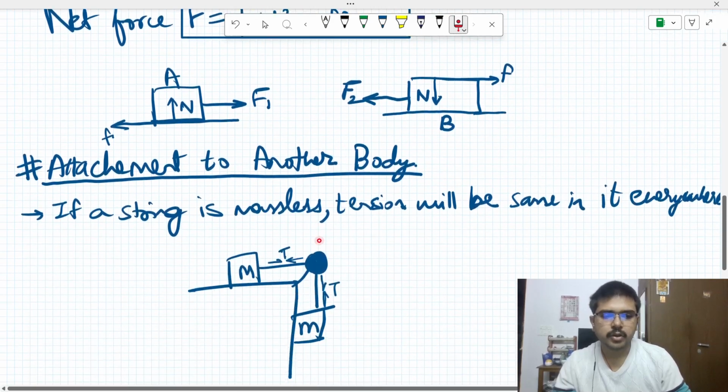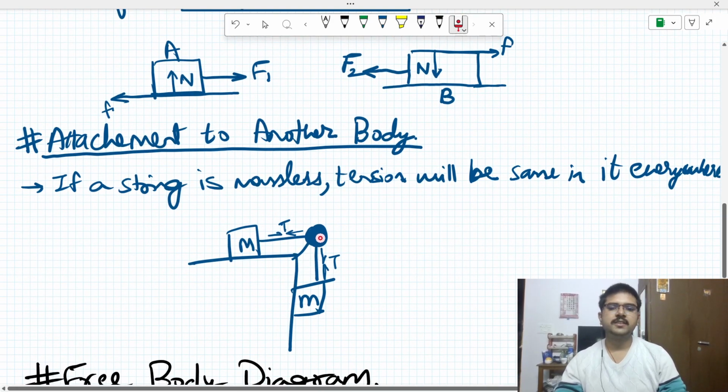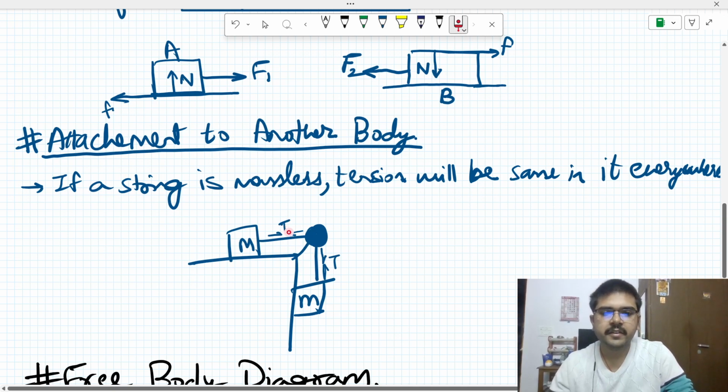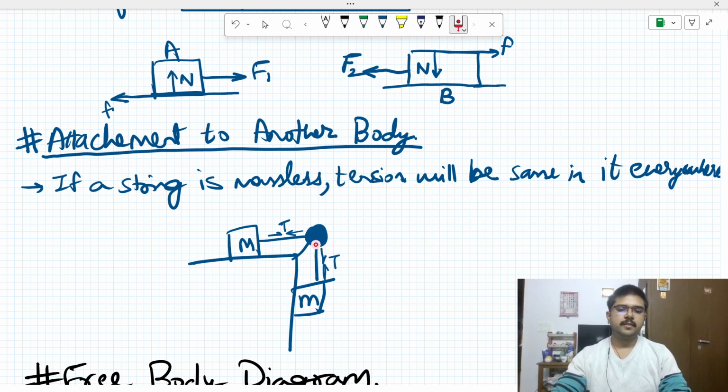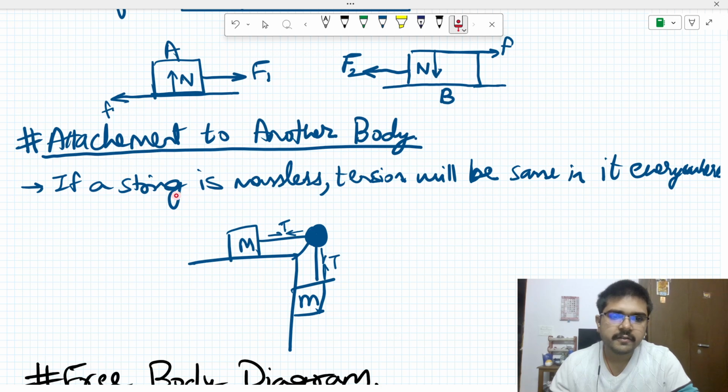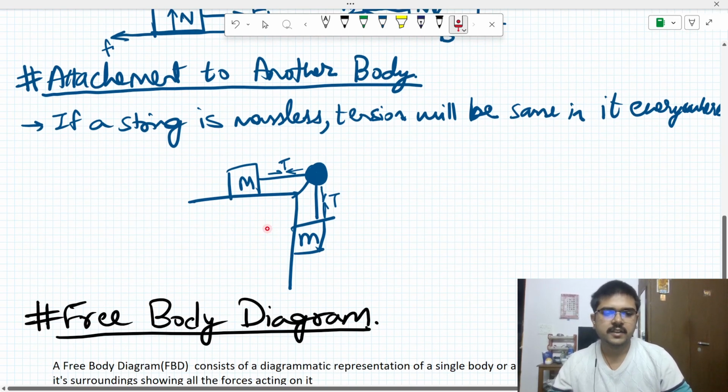Now attachment to another body. If a string is massless, tension will be the same in it everywhere. So we have two bodies here, M1 and M2, which are connected through a string through a pulley A. And if the string is massless, then the tension in it will be the same everywhere. That is, this T will be equal to this T. So that's the case here.